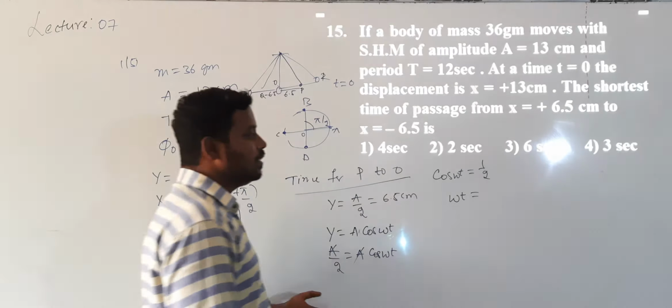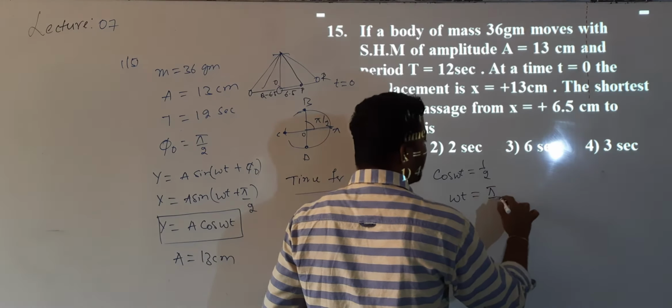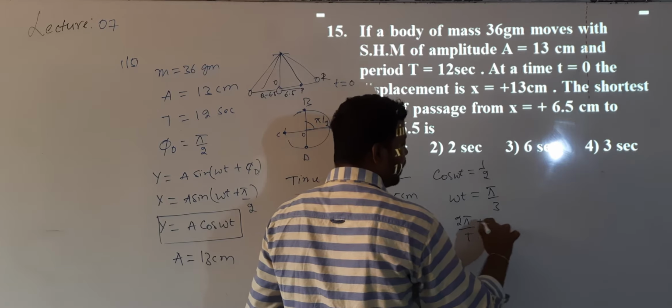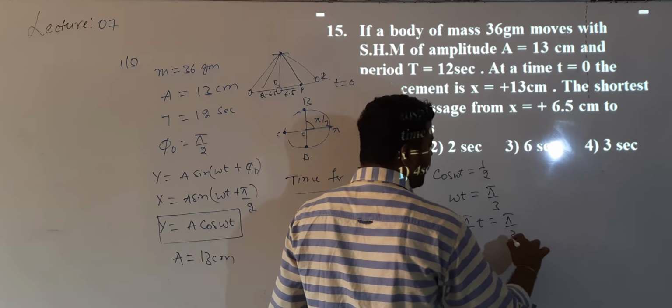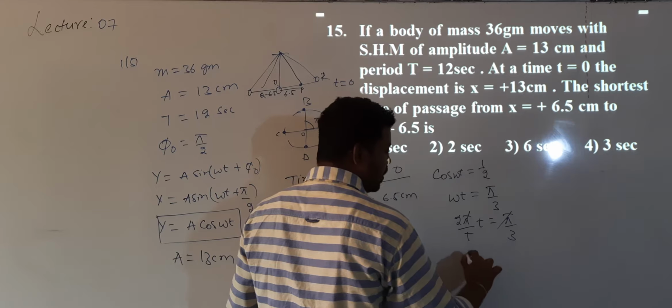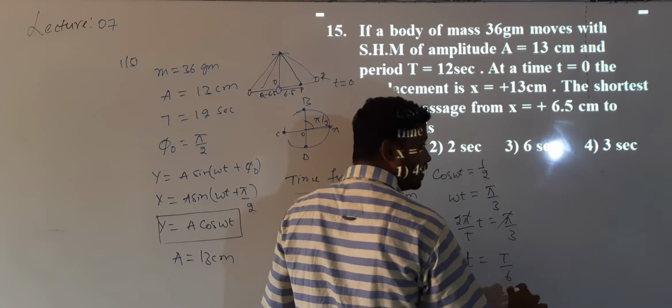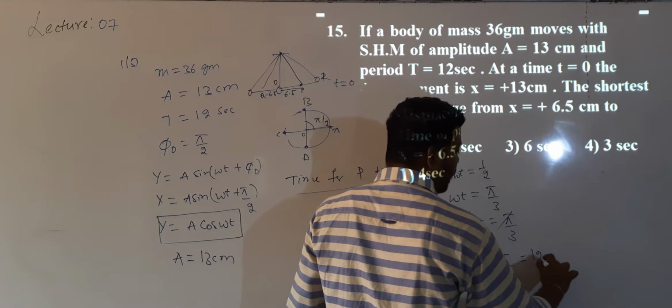Cos 60 degrees, which is given by pi divided by 3. So omega can be written as 2 pi by capital T into small t is equal to pi by 2. Pi cancels, so small t is equal to capital T divided by 6. What is capital T? 12 by 6.